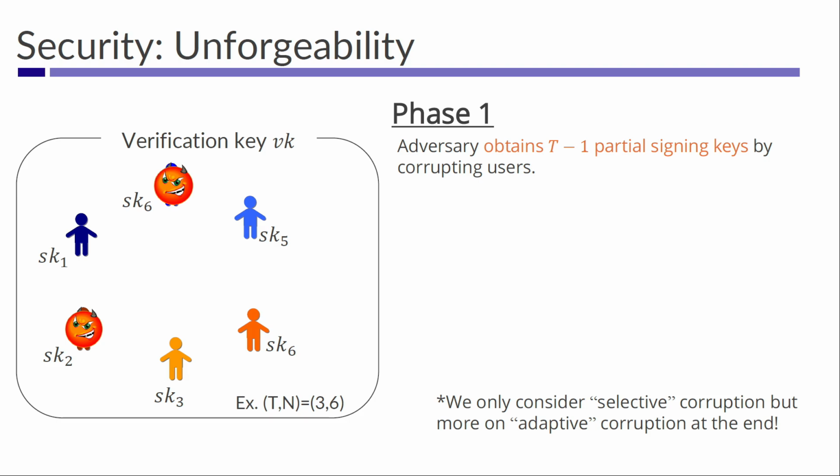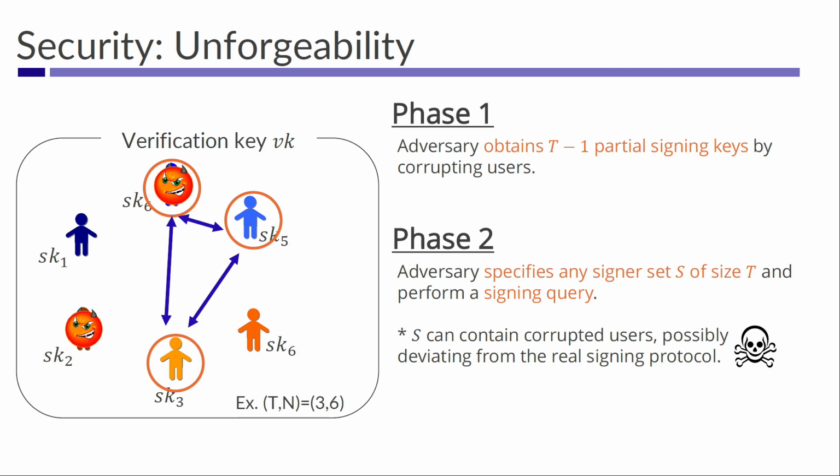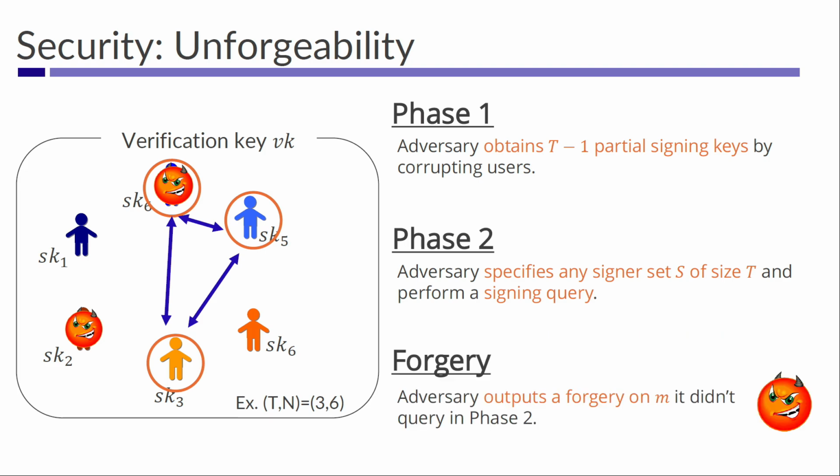And the important feature of the security is enforceability. Let me explain it through phases. In phase 1, the adversary obtains T minus 1 partial signing keys, and it corrupts users. So in this scenario, it can corrupt up to 2 users. In phase 2, an adversary can specify any signer set S of size T and perform a signing query. The most important thing is that the adversary can be included in the signer set right now, so it could act maliciously here. And eventually, the adversary will output a forgery on an M which it didn't query in phase 2. And we say it wins if it can produce this.